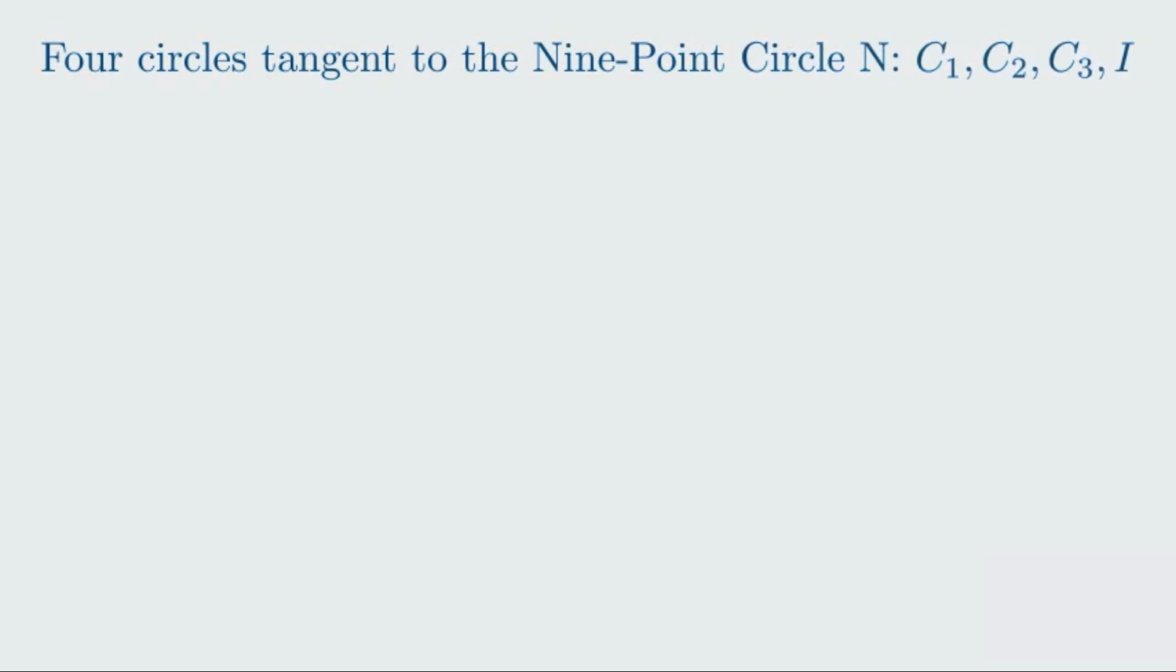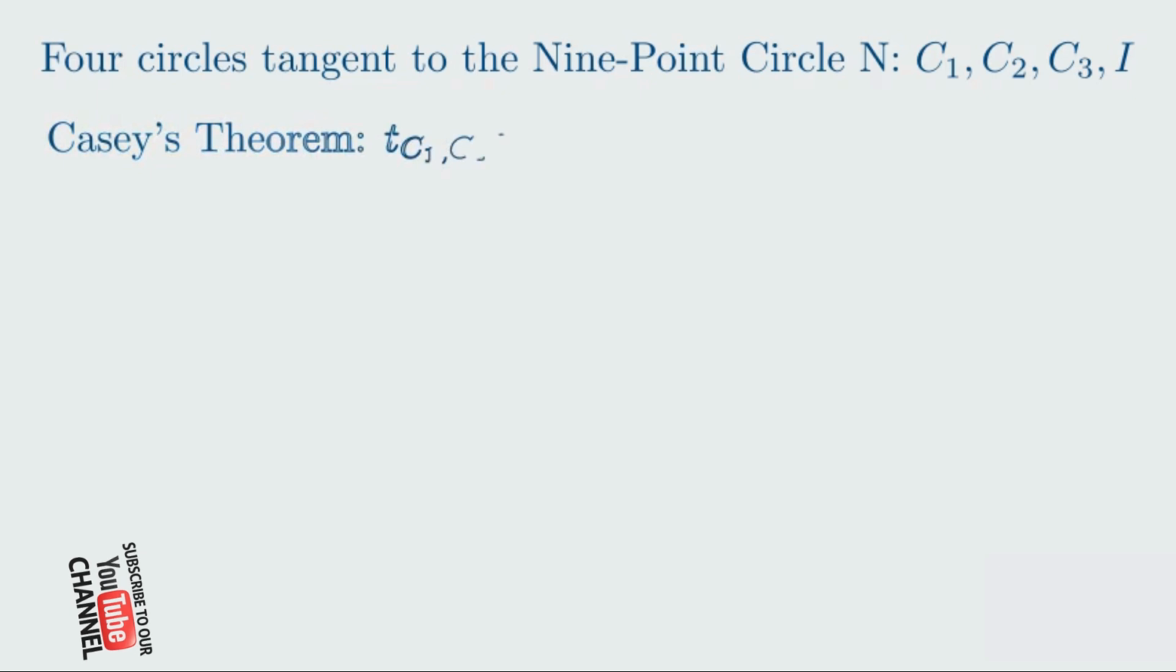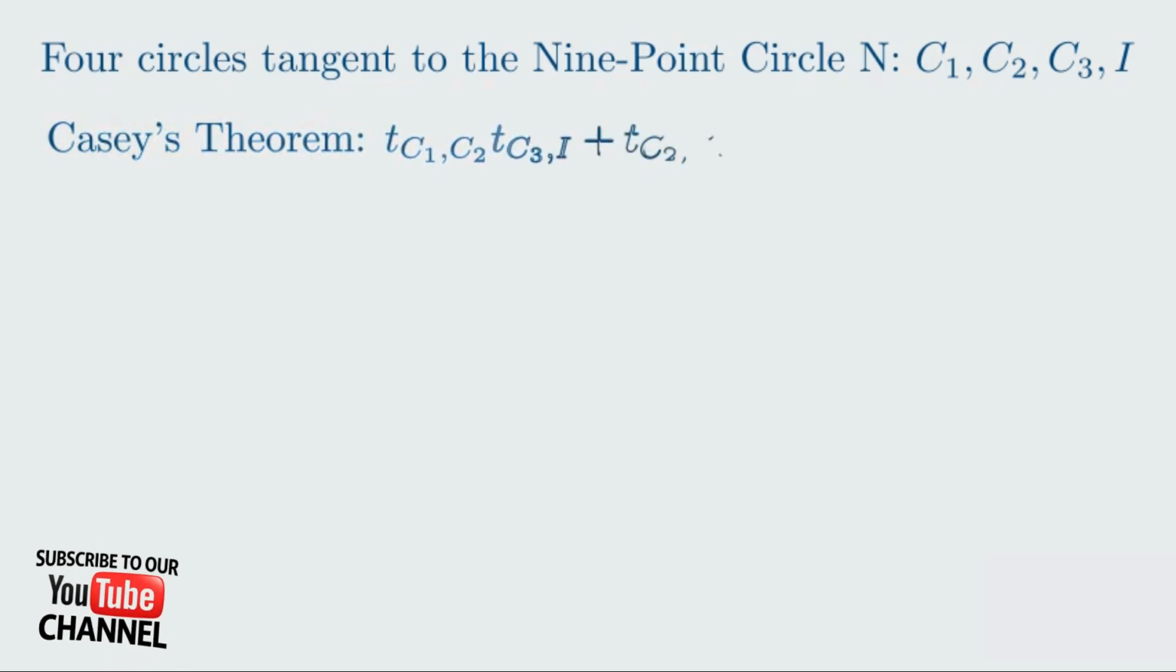Let's review the theorem. It states that for any 4 circles all tangent to a 5th circle, we have the relation T12 T34 plus T13 T23 equals 0, where T_ij is the common tangent length between C_i and C_j. In our case, this becomes T_C1_C2 T_C3_I plus T_C2_C3 T_I_C1 minus T_C3_C1 T_C2_I equals 0.